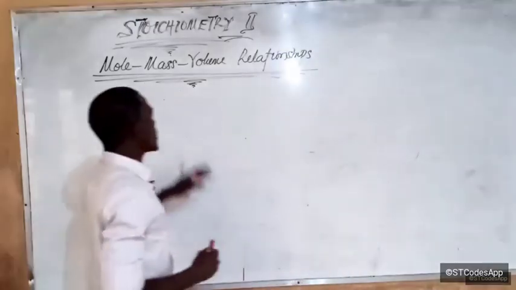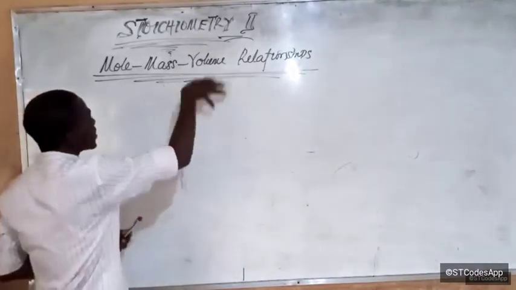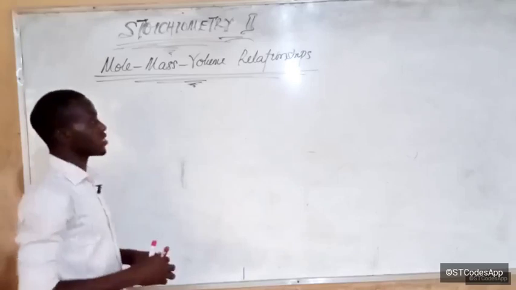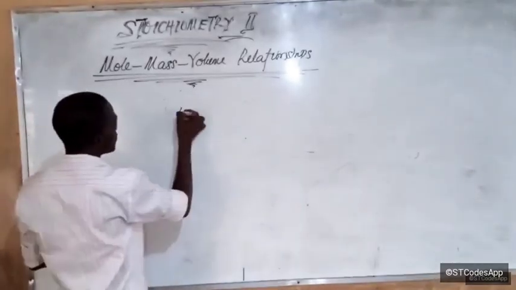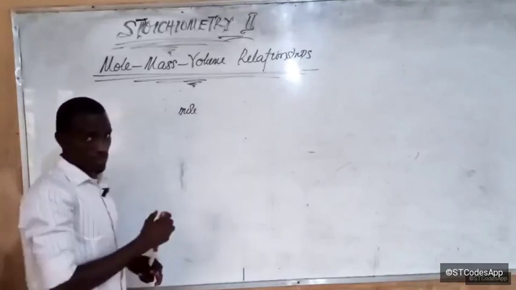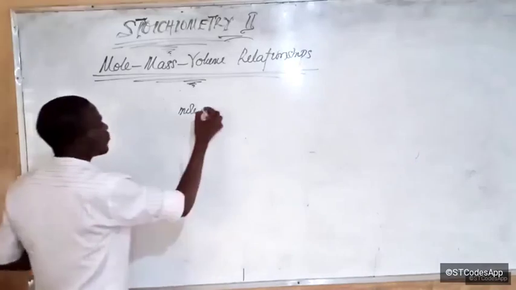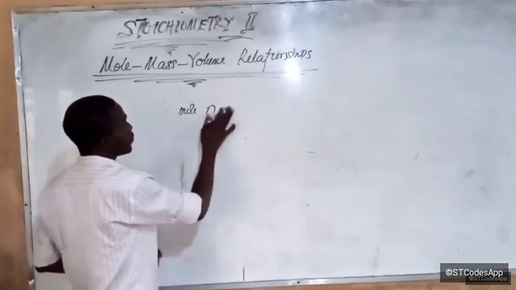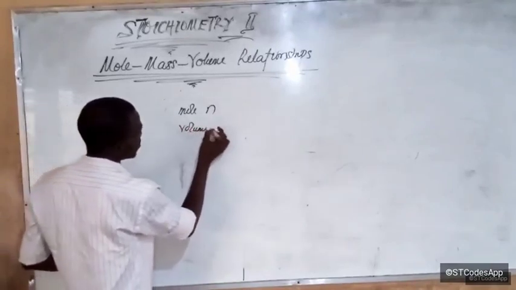Now, I want you to understand a little bit of formulas first. When we combine these formulas, we have different derived quantities. For example, when we combine mole and volume using division, we have concentration. Is that okay? So we have mole, which is represented by N, and volume is denoted by V.